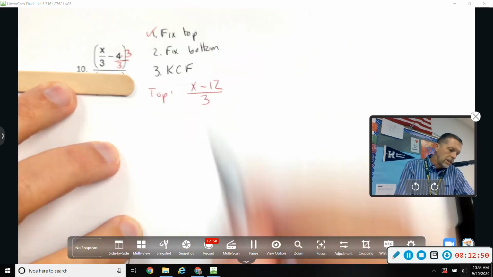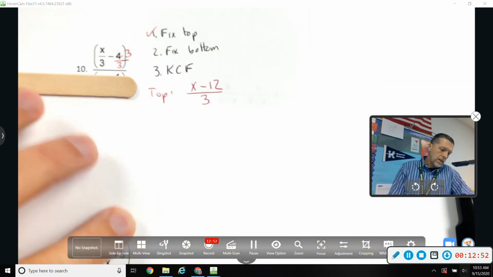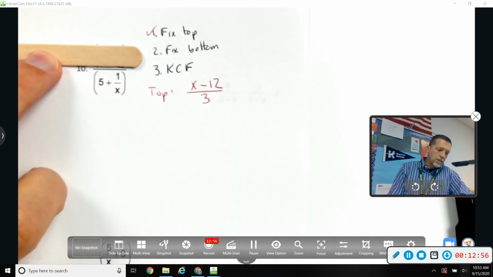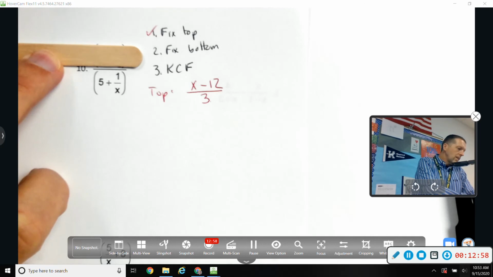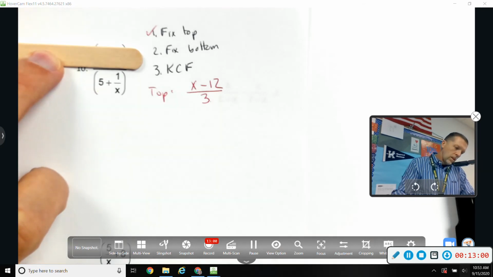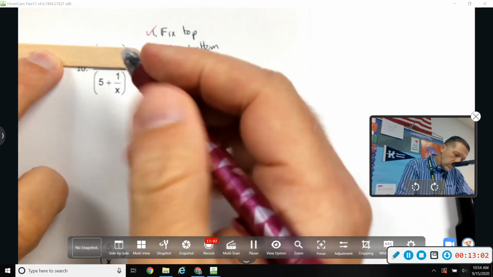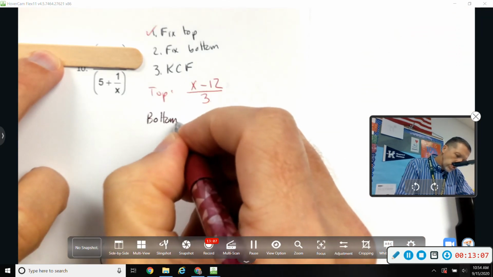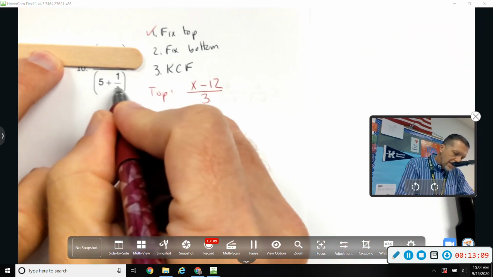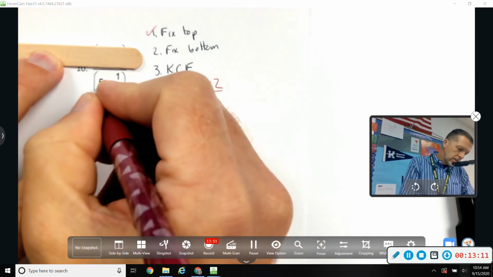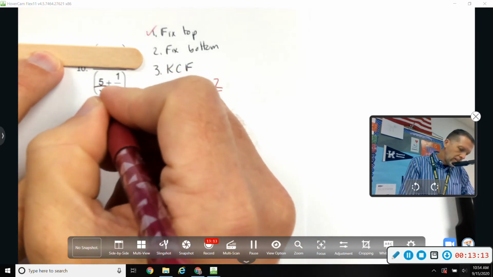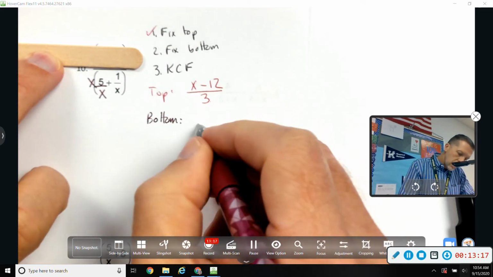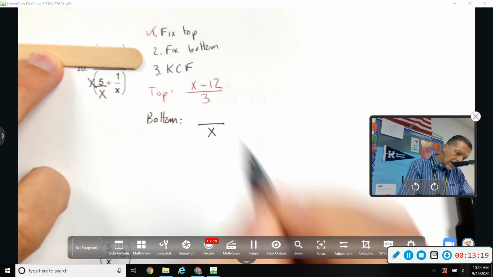Fix the top, we did that. Next, fix the bottom. And again, if you need to cover it up so you don't get distracted and you're focused only on the bottom, you can do that. Let's see, so the bottom, I want to add those, so I need a common denominator. This first one needs an x, but if it gets one in the bottom, it gets one in the top. My common denominator is x.